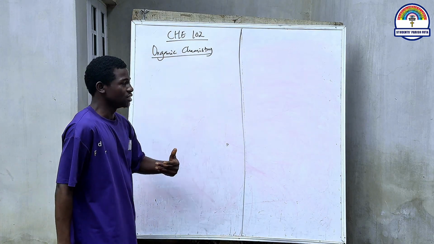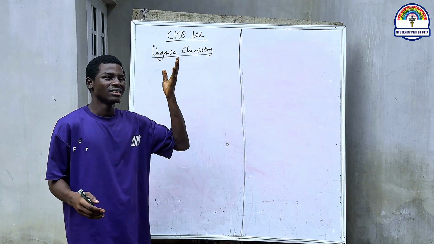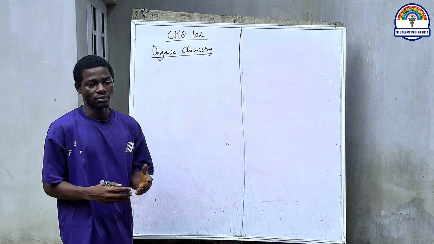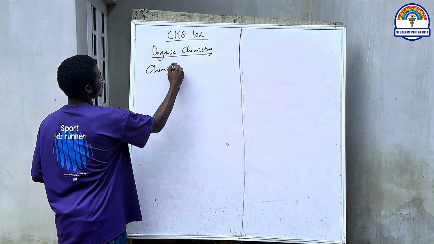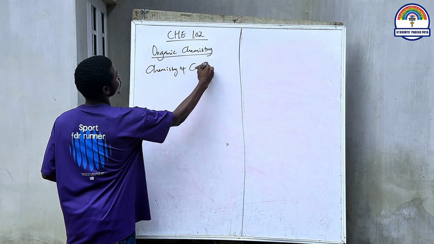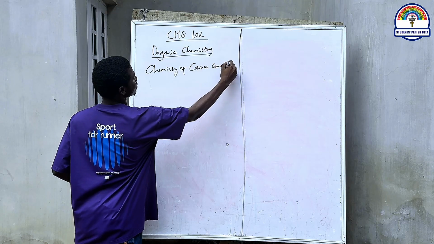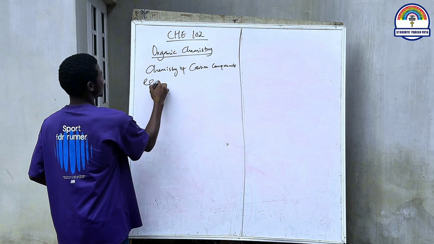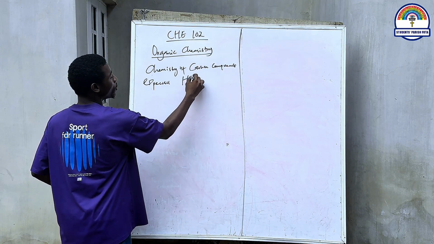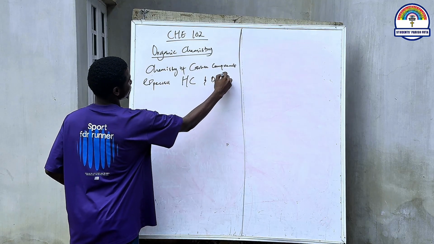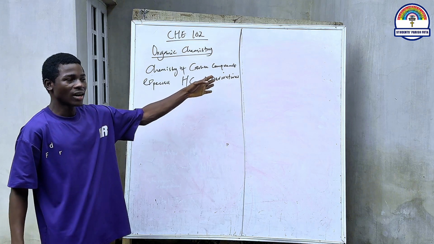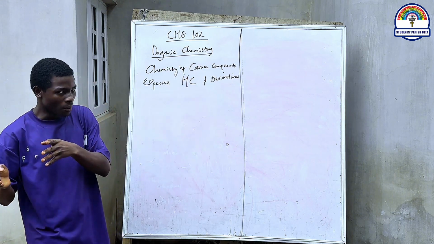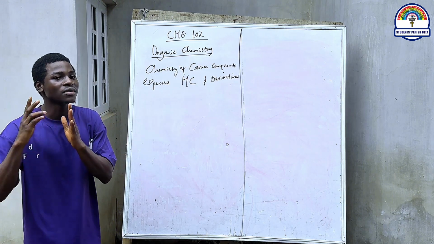So in organic chemistry, the way it is defined in the easy sense is that it is the chemistry of carbon compounds, especially hydrocarbons and derivatives. So it is the chemistry of organic compounds, or the chemistry of carbon compounds.